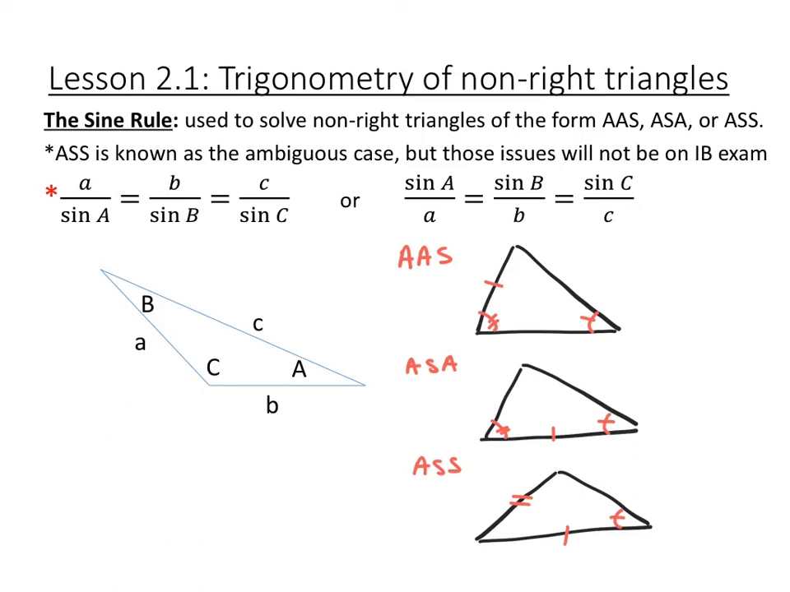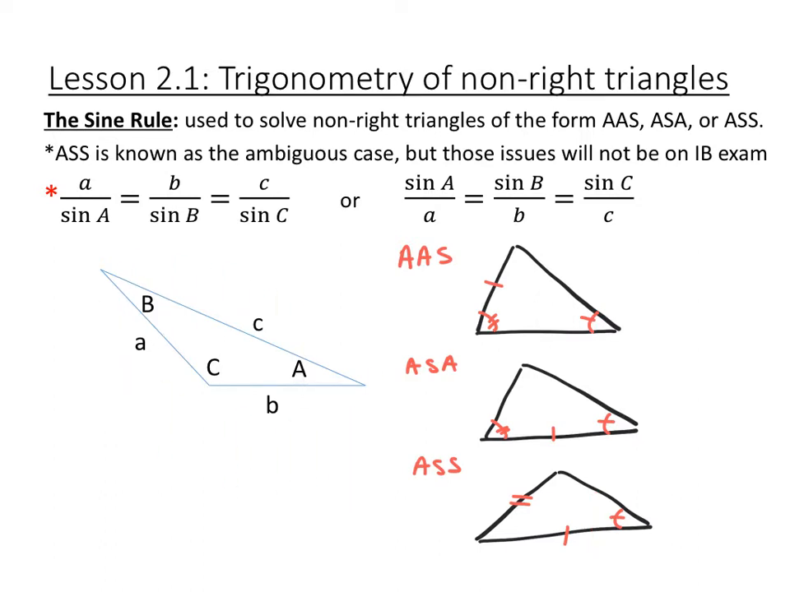For those of you who have taken pre-calc or enhanced 3 before, we studied angle, side, side, and we called it the ambiguous case, which there was a lot to. That is not something that comes up on the IB exam, so you don't have to worry about the 0, 1, or 2 triangles that sometimes come up with an angle, side, side triangle.